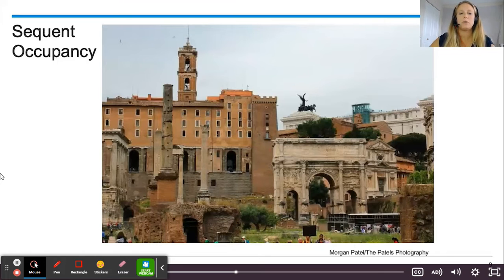Let's do an example of sequent occupancy. So this is a picture that I took while I was traveling in Rome, and it's a great example of this because if you look in the front of the photo, there's a lot of ruins, and these are Roman ruins. Behind it all are more modern buildings, including this building that has this black statue on top, which was built by the first king of Italy. So to honor the first king, it wasn't built until 1911, whereas a lot of the Roman ruins are from centuries ago. So this is a great example of sequent occupancy.